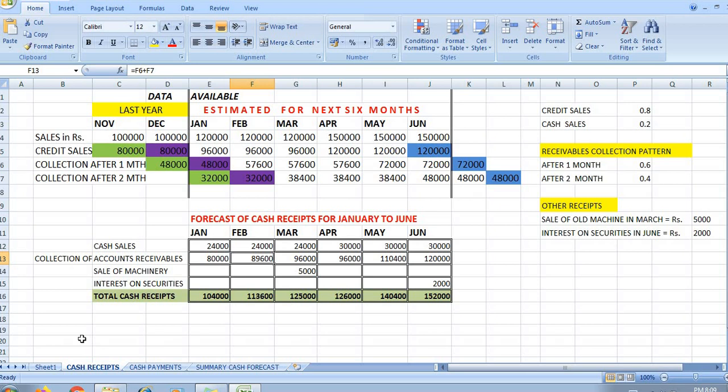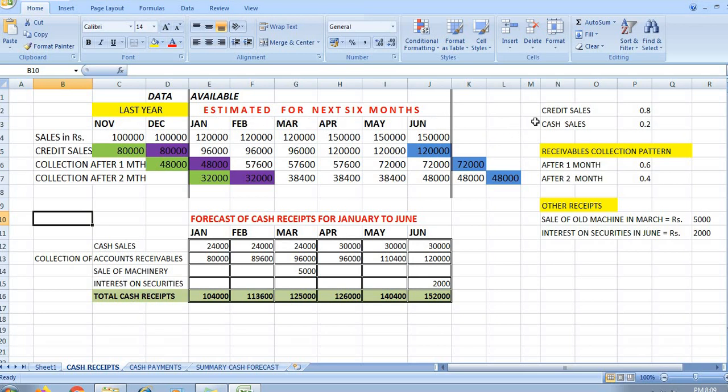So this is the cash receipts table. How to form it? You will be given data. As you can see here, you are given sales data. So this is last year's data, November and December. Then you are given the estimate for the next 6 months.